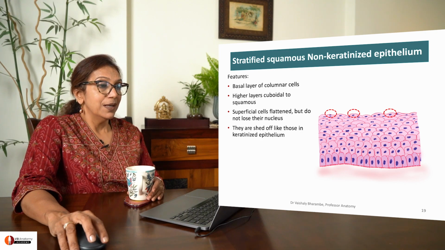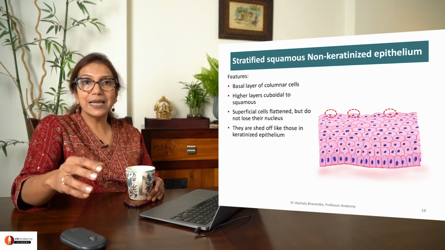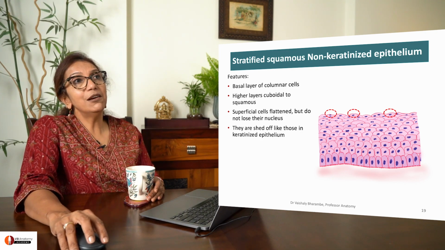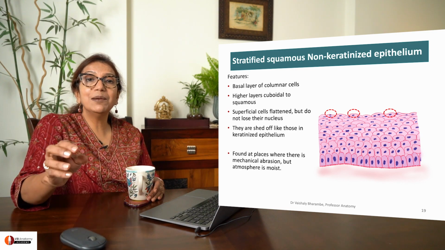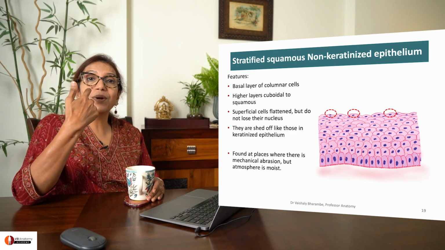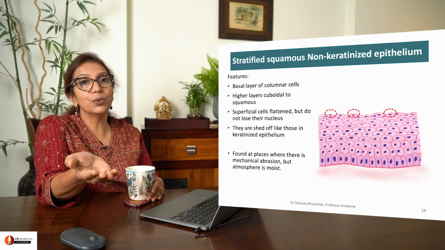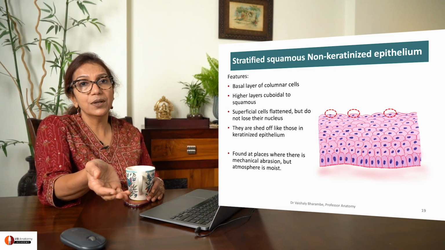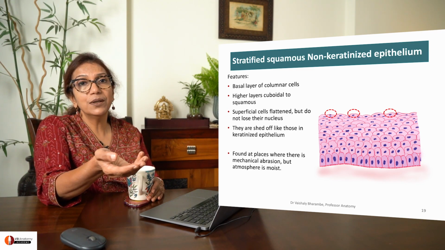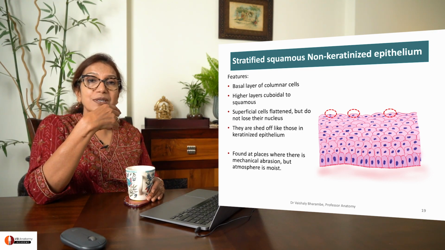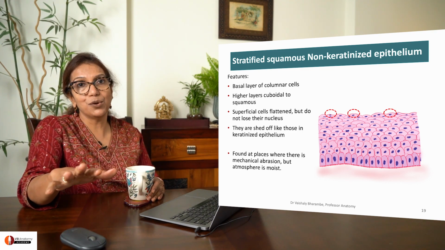They are also shed off just like keratinized epithelium, but they are found at places where the epithelium is moist. Your oral cavity. Roz to khate ho. Every day you eat food. So much friction in your mouth. But because there is moisture, there is no keratin layer formation.